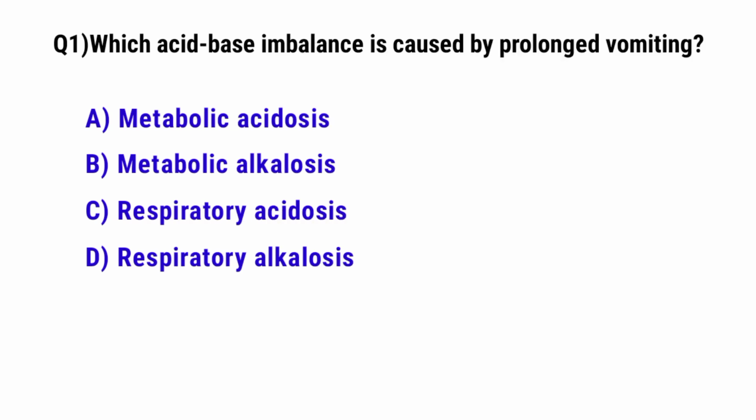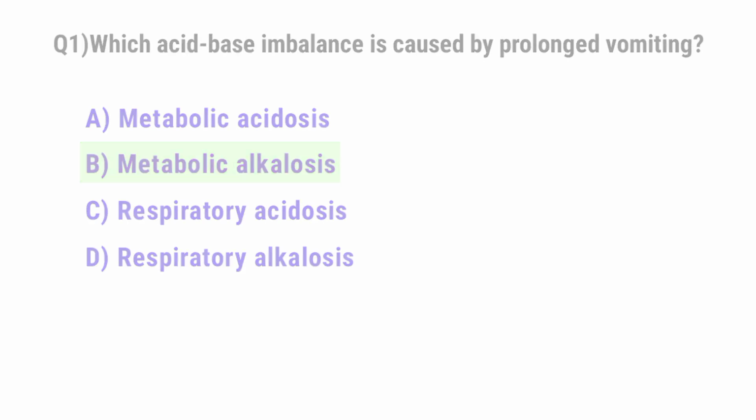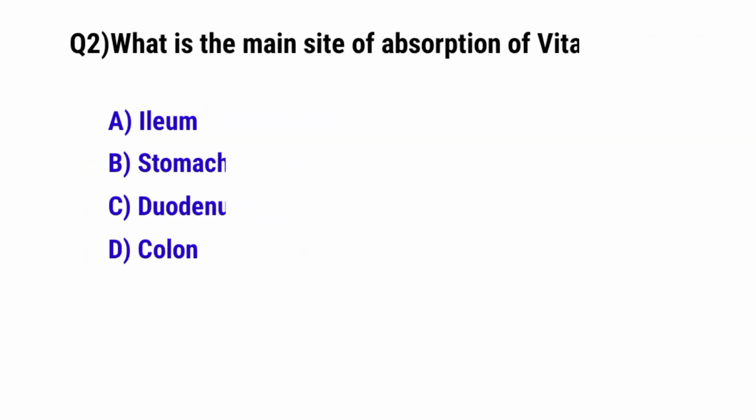Question number 1. Which acid base imbalance is caused by prolonged vomiting? The correct option is B. Metabolic alkalosis. Question number 2. What is the main site of absorption of vitamin B12? The correct option is A. Ileum.